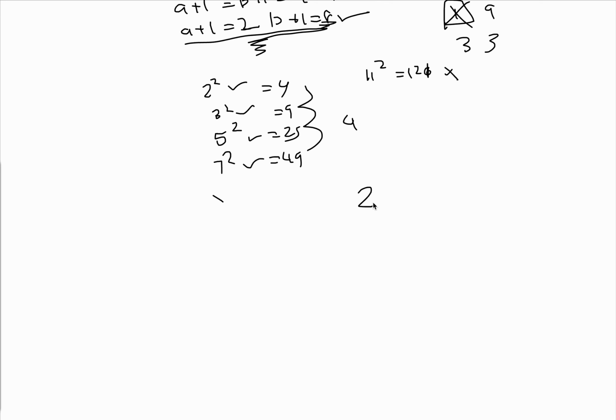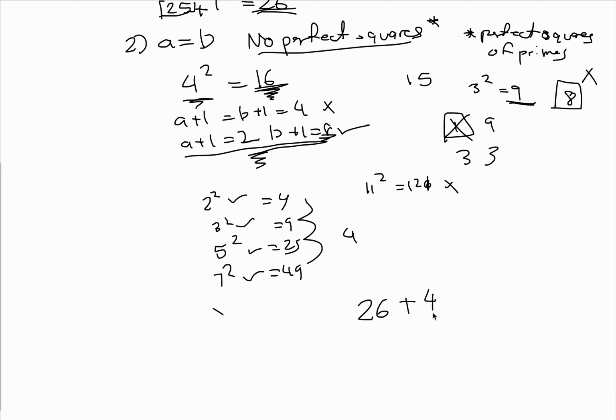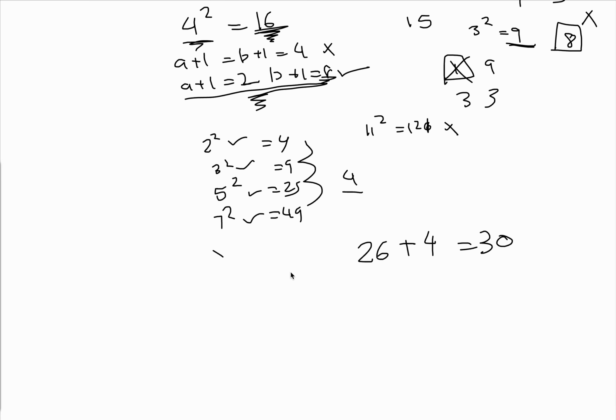So we have a total of 26 numbers from the first condition plus 4 numbers from the second condition equals 30 numbers that cannot be represented. And so doing the final step, 100, which is the total number of numbers, minus 30 numbers that cannot be represented, is 70. So 70 numbers can be written that way. And since it's AIME, we have to write it as 070.